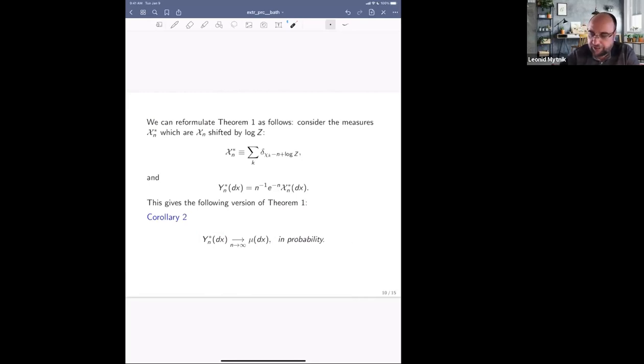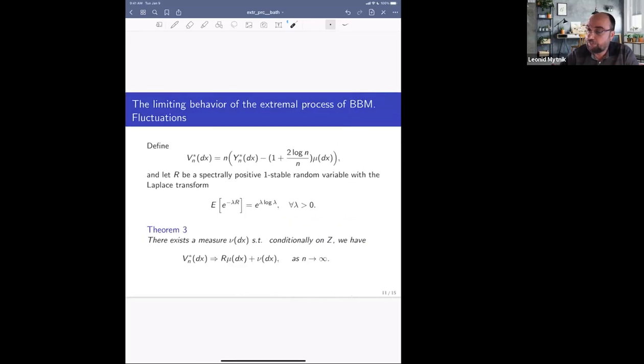It's just the same theorem formulated in another way. Okay, so we know that Yn star converges to mu, and we know how mu looks like. It's an explicit measure. And now we'd like to study fluctuations.